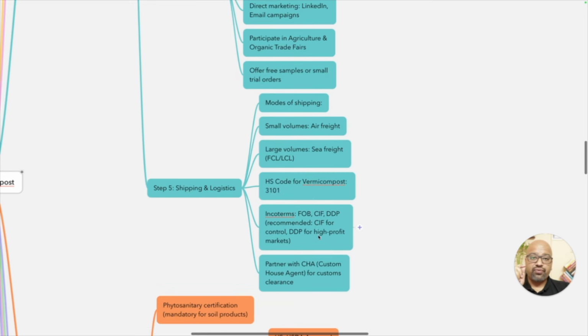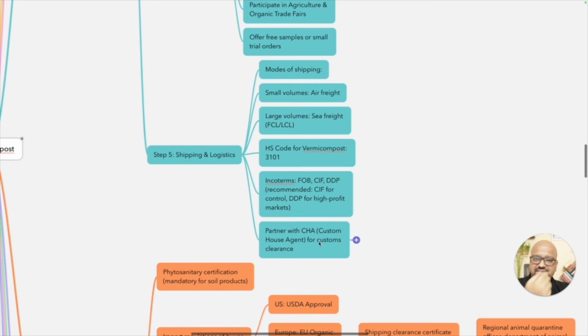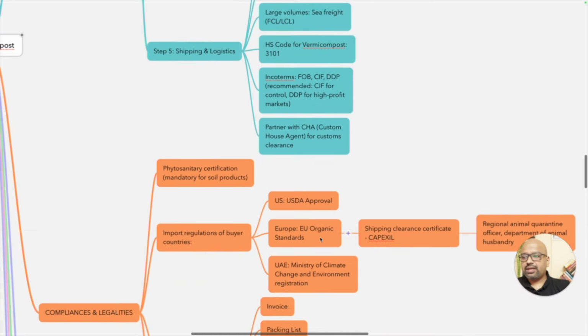Incoterms: if you can offer the DDP Incoterm, that will be the highly profitable thing that you can work with. Then partner with a good CHA or a freight forwarder, or else your containers are going to take a hit. So that's not something required.